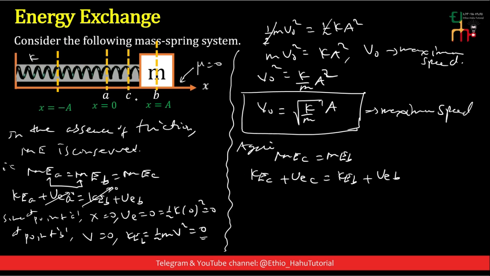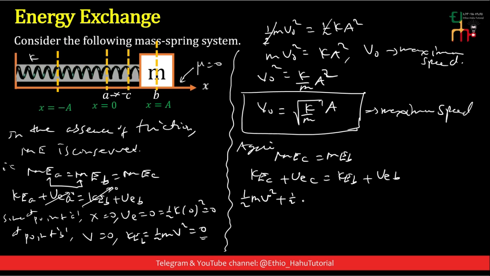Kinetic energy at point C is different from 0 because at point C, the particle has a speed. The speed of the particle as it moves from A to B gets smaller and smaller, and is 0 when it reaches point B. But at point C, it has some speed. Hence, half times m times v square plus elastic potential energy at point C. Say this is x. The distance from the equilibrium position is x.